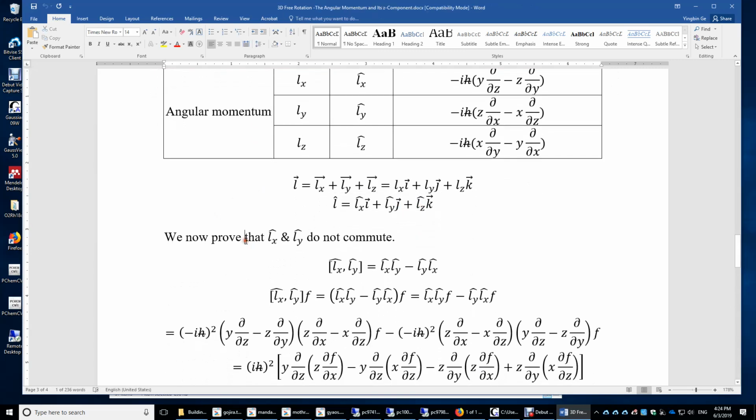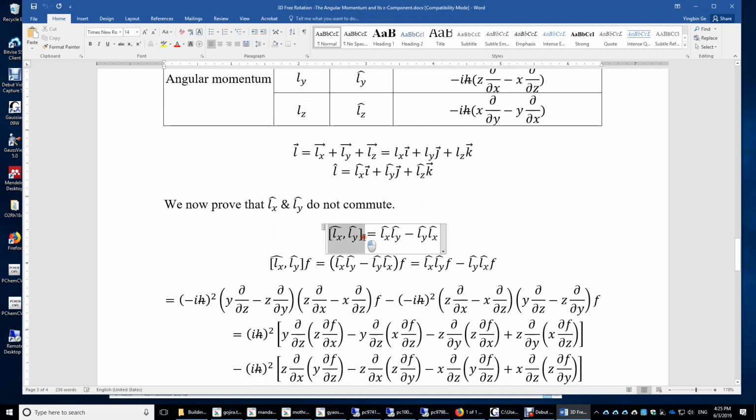And then we'll prove that Lx and Ly do not commute. Actually, any two of the three do not commute, so we're just using this as an example. This is the notation for the commutator, which equals Lx Ly minus Ly Lx. We changed the order of the two operations. We apply this commutator to an arbitrary function f, and we get this expression.